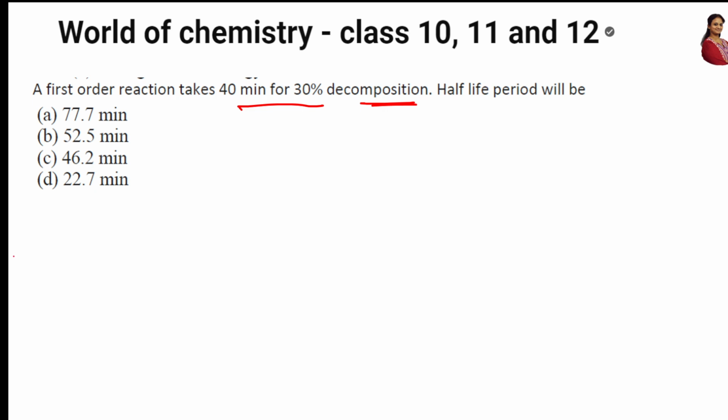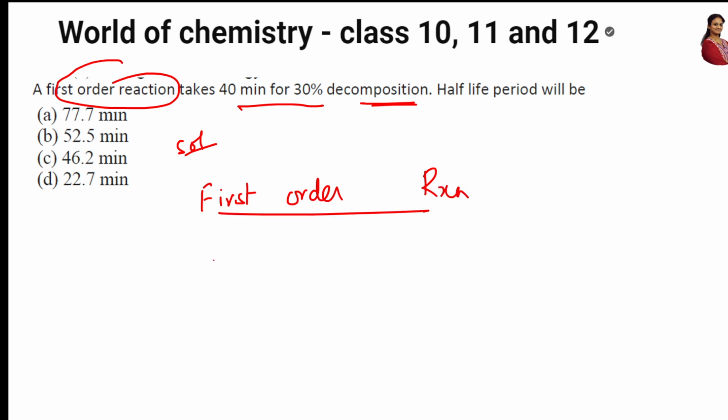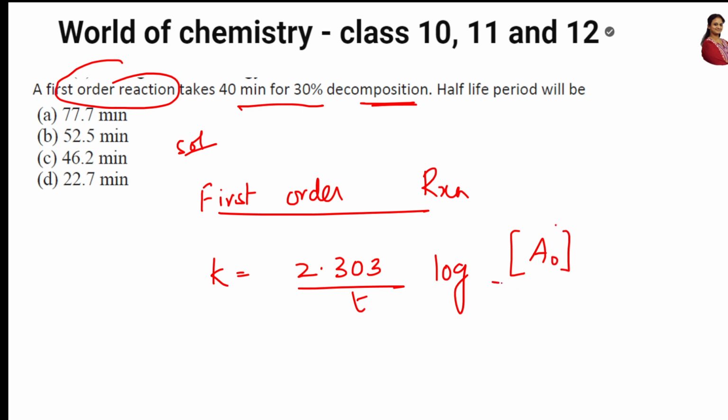So let us write. First of all, which type of reaction did they say? First order reaction. Write the formula, students. For the first order reaction rate law, what is it? It is k is equal to 2.303 by t log a naught by a. Correct? This is the formula. So what did they say?